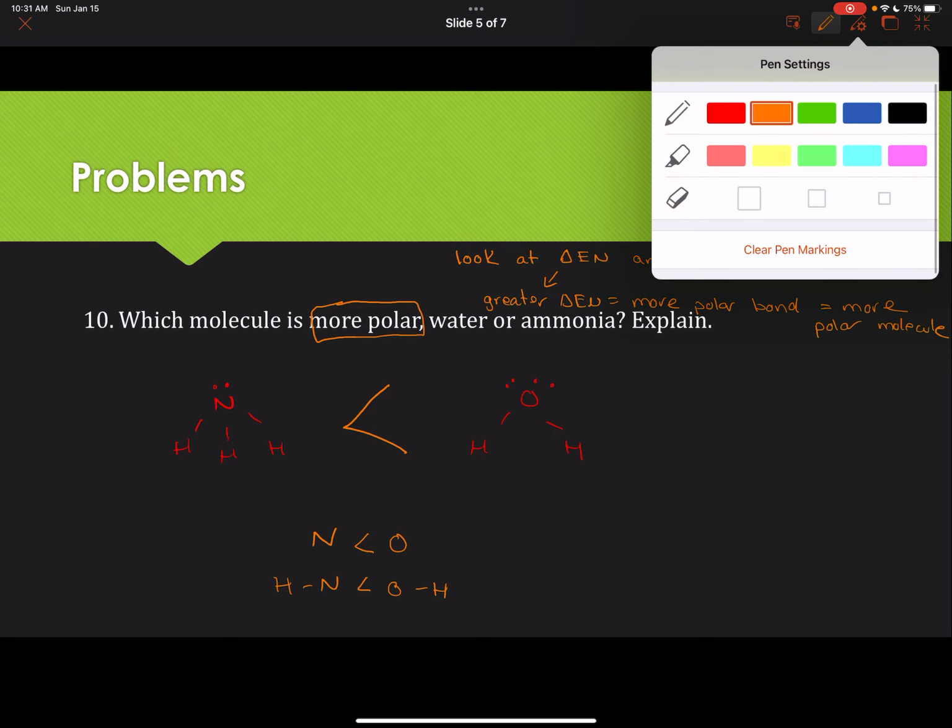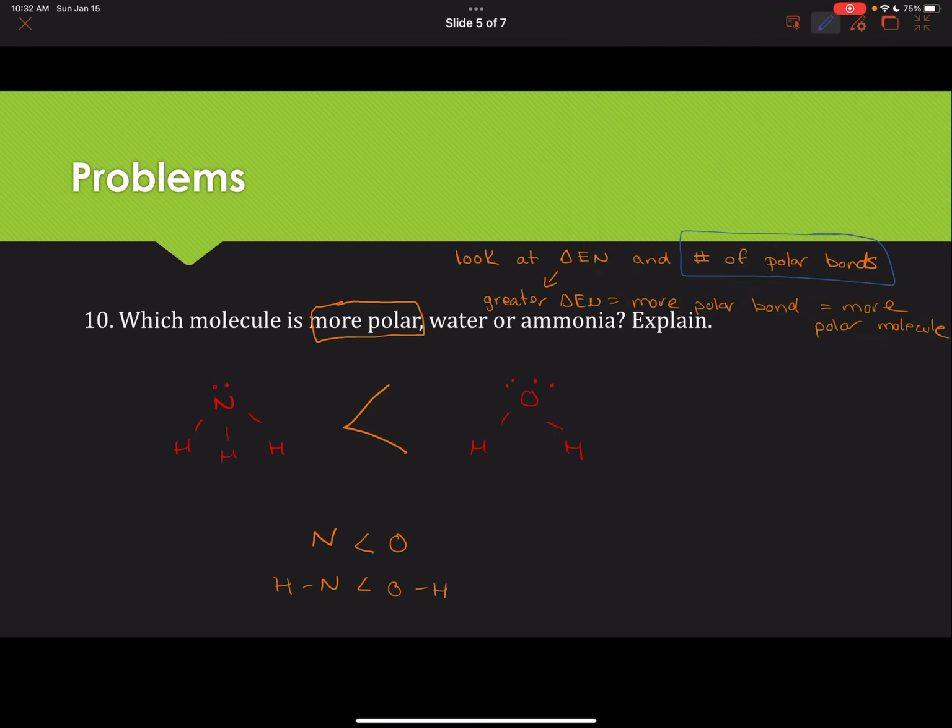Now, we also mentioned number of polar bonds. So to be a polar molecule, my electrons have to be pulled towards one end of the molecule. What we're going to find is that as the number of polar bonds increases, the overall molecule polarity decreases. That's because as we get more polar bonds, the greater number, the electrons actually spread out. And as the electrons spread out, they become less polar. And so we'll see this in another example.